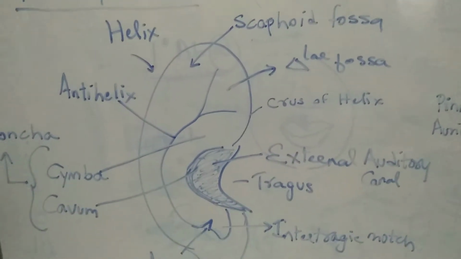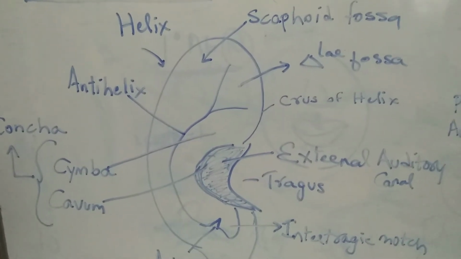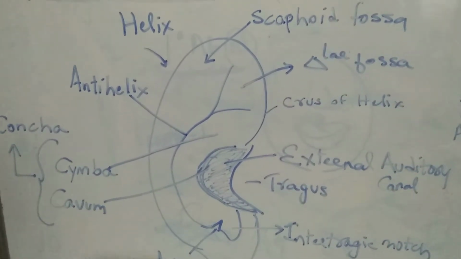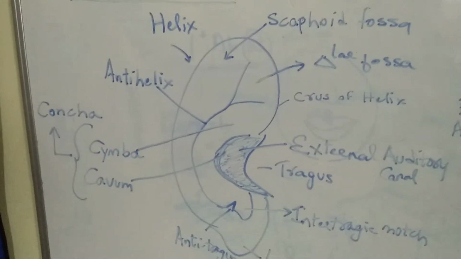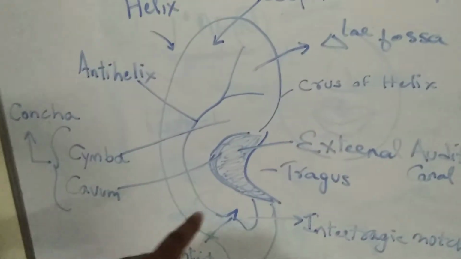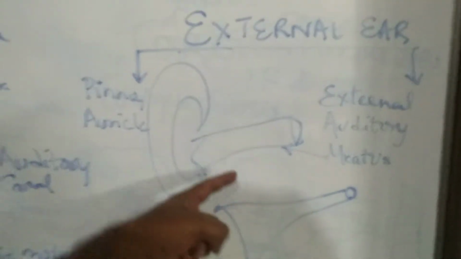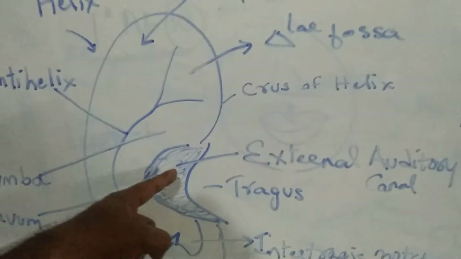So we have finished already 5 labelings: the helix, the crux of the helix, the antihelix, the scaphoid fossa and the triangular fossa. It's not difficult, is it? So next up is the canal. You can see that funnel-like portion I told you about, the external auditory canal or external auditory meatus. That canal is there.